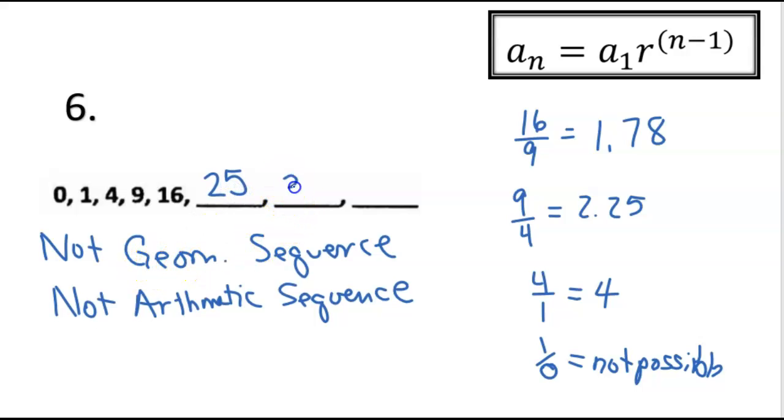6 times 6, 7 times 7. This is not a geometric pattern. It's not an arithmetic pattern. It is a pattern of perfect squares. So not all patterns are geometric or arithmetic. There are other kinds of patterns.